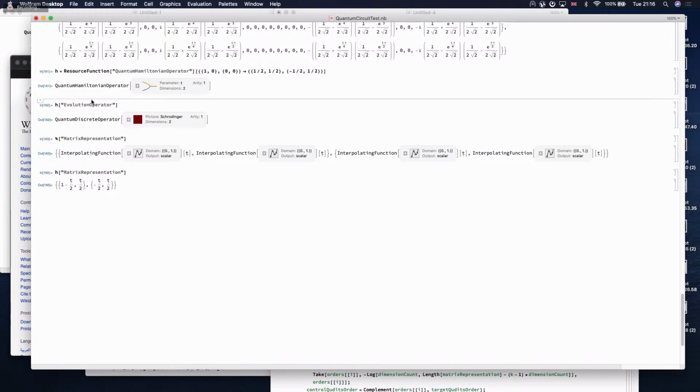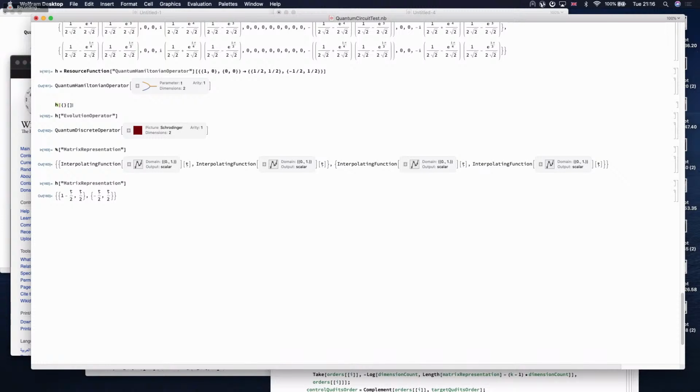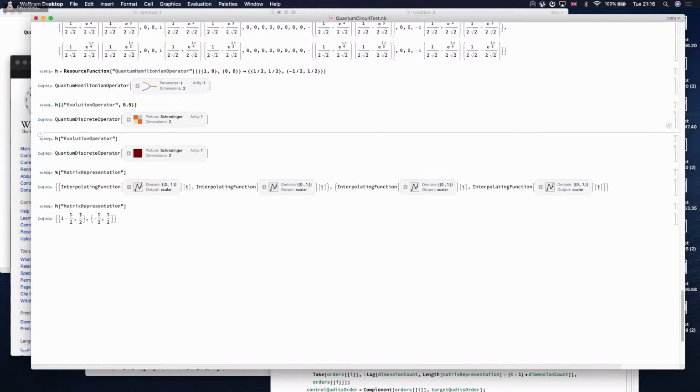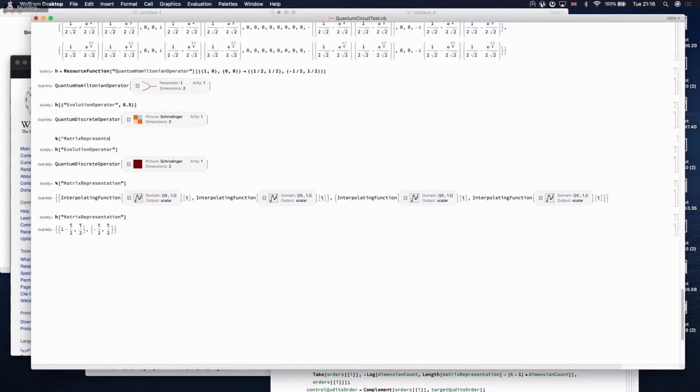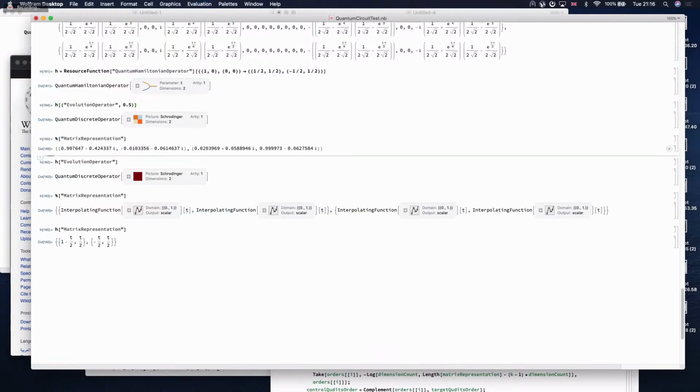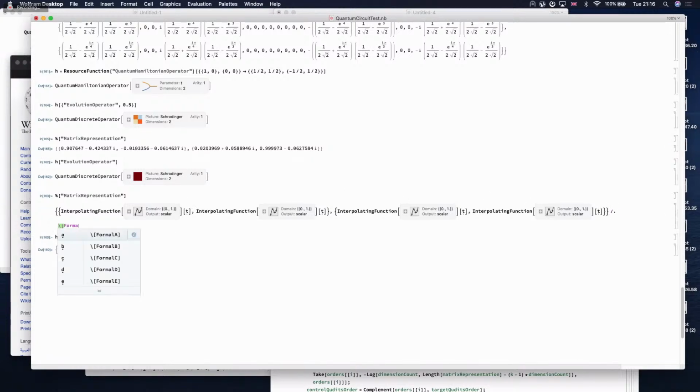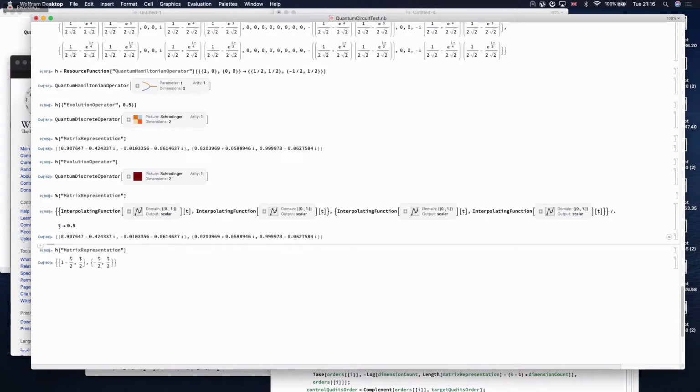But then we could also say, what is the evolution operator at a particular time? So we could say evolution operator 0.5, an actual numerical operator for that particular time. Which is presumably the same thing as those interpolating functions. If you take the t in that thing with interpolating functions, it will just work. Beautiful. Okay.